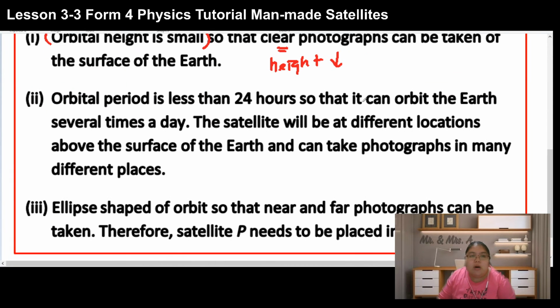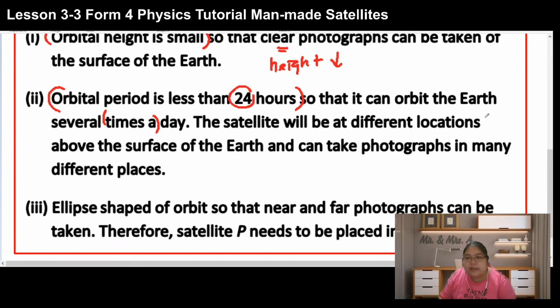Next one, the orbital period must be less than 24 hours. It cannot be exactly 24 hours. If it is exactly 24 hours, the Earth rotates and you also rotate, which means you cannot capture anything. So it can orbit the Earth several times, many times. Then the satellite will be at a different location above the surface of the Earth and can take photographs in many different places. So this one is the orbital time.